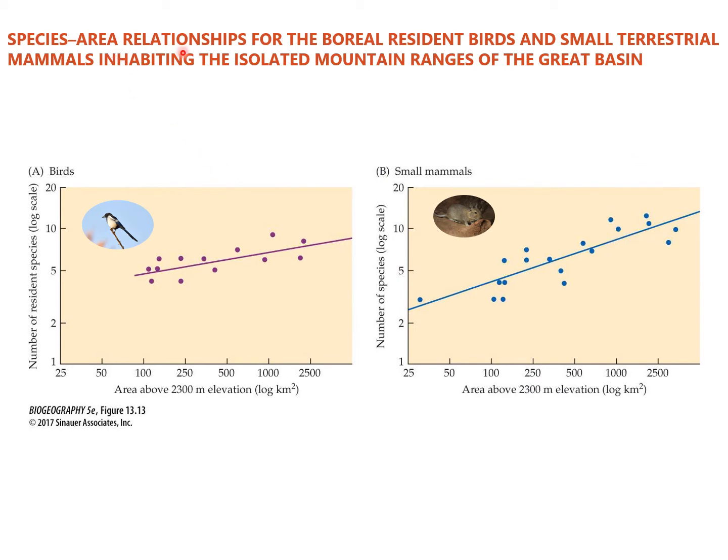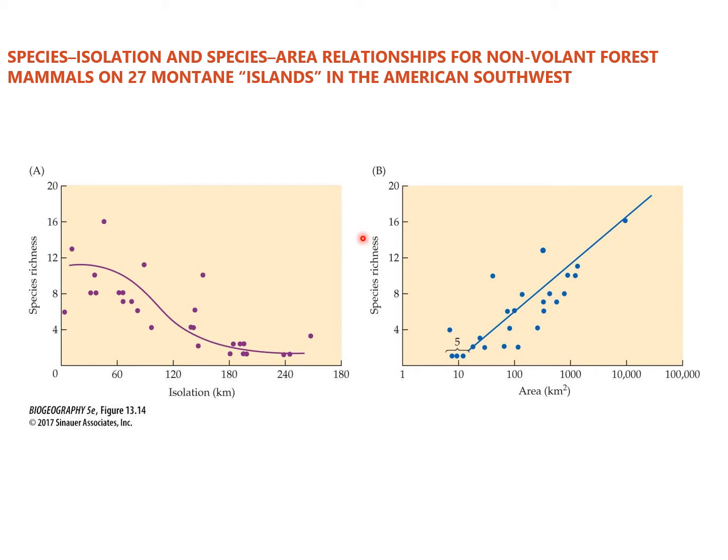So species area relationships for the boreal residents, as far as birds and terrestrial mammals, exhibit very similar trends to what we'd expect for island biogeography. Here the area is being categorized as the area above a certain elevation. As that area increases, we get an increase in the number of birds and an increase in the number of small mammals. Both of those increase as we would expect through the theory of island biogeography. So let's continue on here.